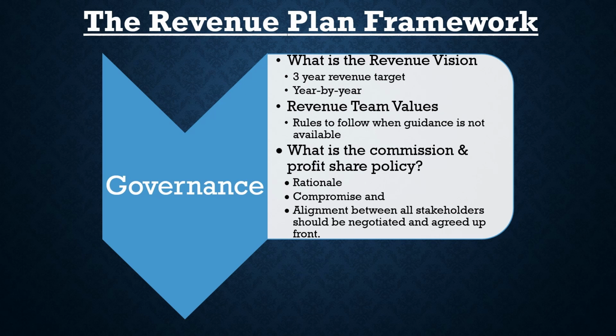3. What is the commission and profit share policy? The rationale, compromise, and alignment between all stakeholders should be negotiated and agreed up front. This process can be iterative and draw lessons from the prior period.